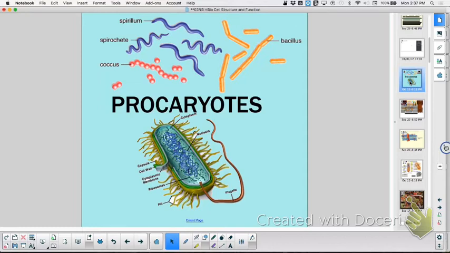Does it have ribosomes? Yes. What happens on ribosomes? Protein synthesis. Good. Okay. Does it have membranes? Yes. It just doesn't have membrane enclosed organelles.